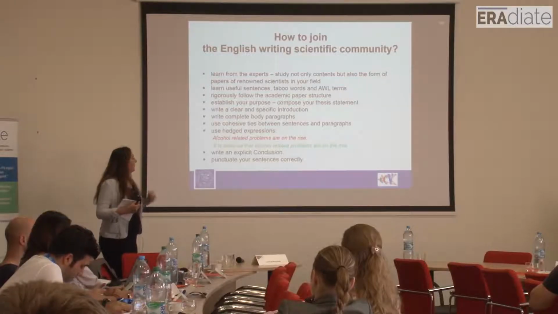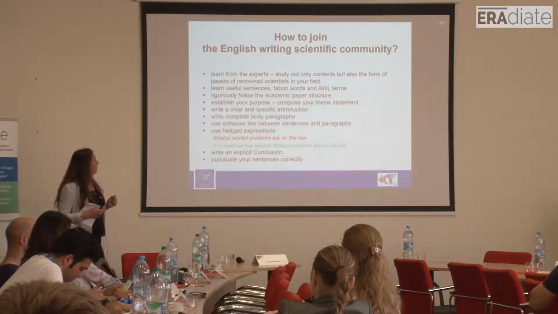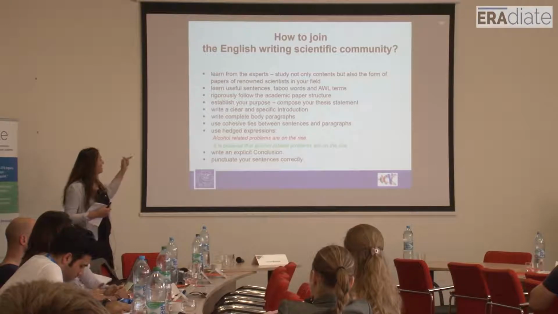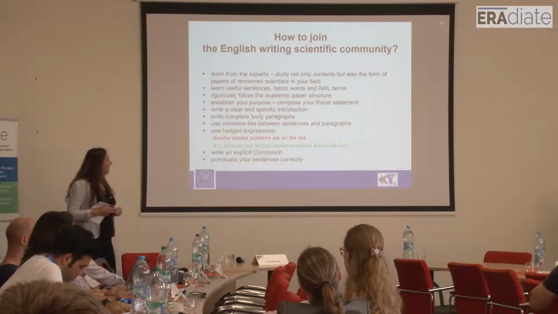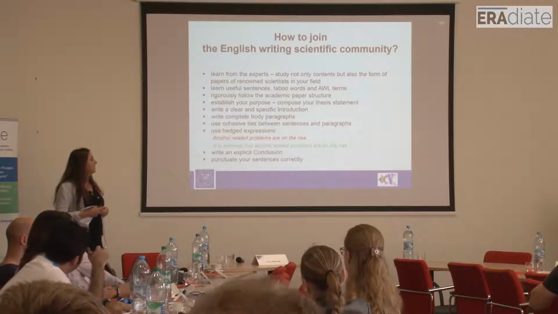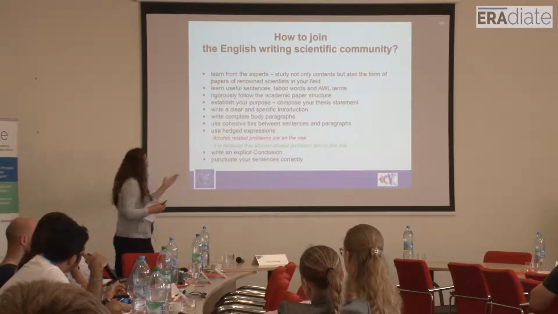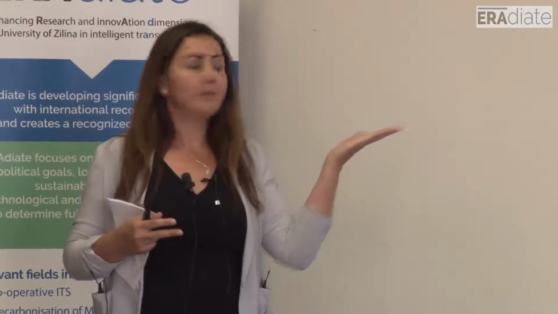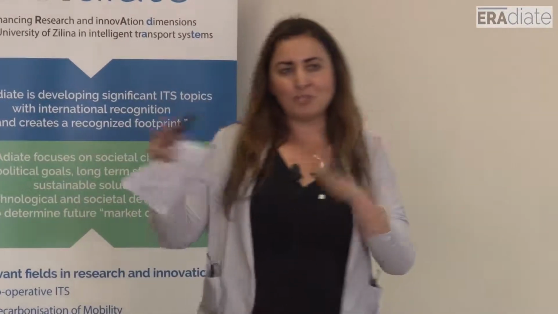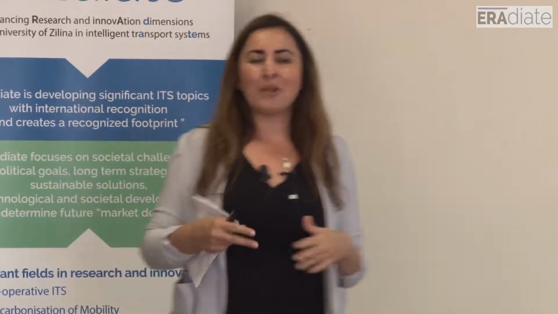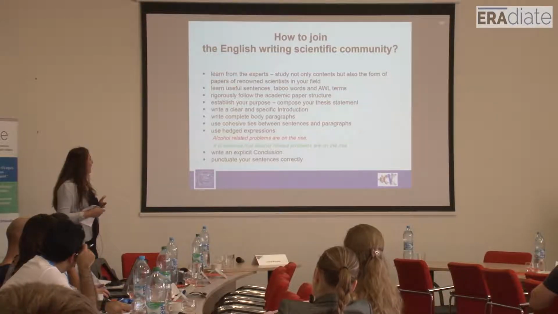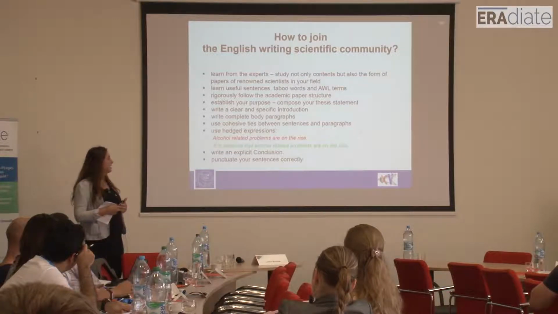So, there's an example. Alcohol-related problems are on the rise. A hedged sentence would be, it is believed that alcohol-related problems are on the rise. Here you would probably have to use the data to support your claim. In the second one, it is like a general belief. This is disputable. I would need more explanation, but in general, it's good if you get familiar with hedged expressions.